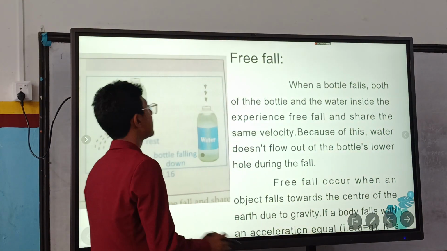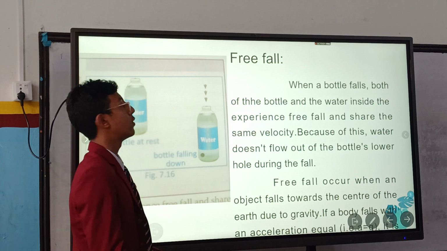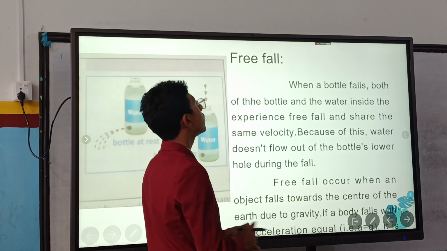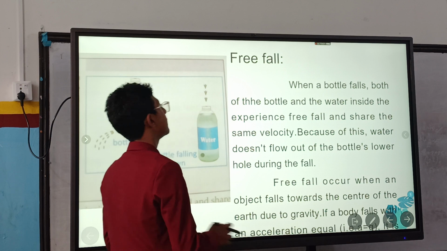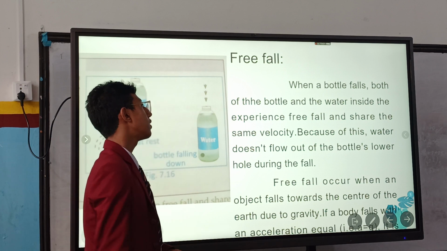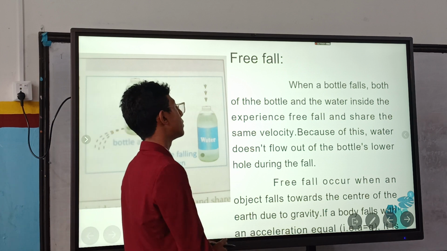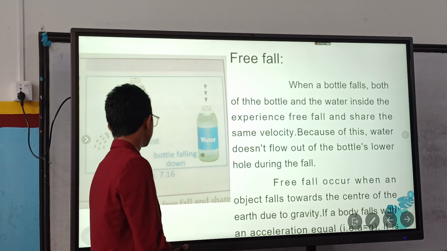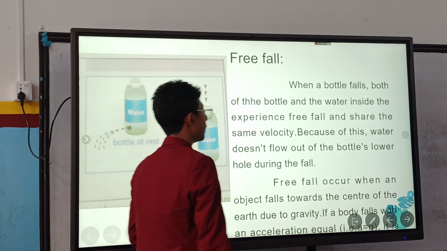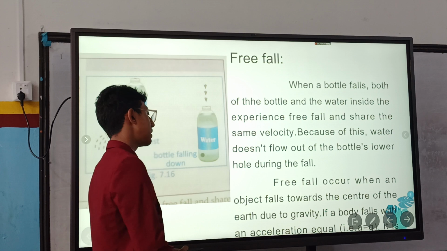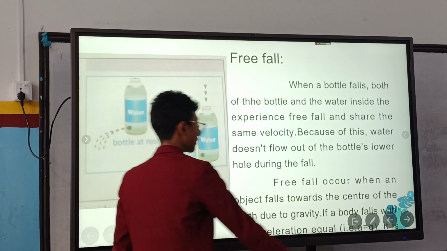Here is an example of a falling bottle. When a bottle falls, both the bottle and the water inside are in free fall and share the same velocity. Because of this, water doesn't flow out of the bottle's lower hole during the fall. You can see this here. Free fall occurs when an object falls toward the center of the earth due to gravity.